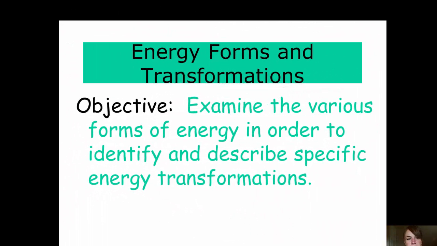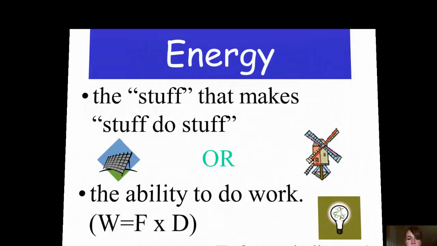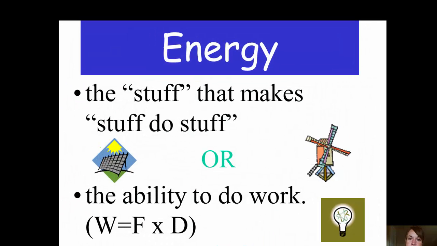Alright, so today we're going to be talking about energy and the various forms of it. We're also going to talk about how transformations occur, how they change from one form to the next. So we're going to start with just a quick review of what energy is. So energy is the stuff that makes stuff do stuff. So it's our ability to do work.